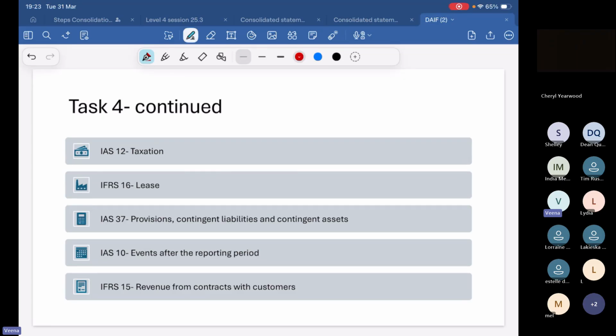Next one is IFRS 15, which is revenue from contracts with customers. So how do we record the revenue from contracts with the customer? Sometimes what happens is, let us say the company is giving a package deal like a computer with a maintenance contract, or a computer with software. So how do we record the revenue? That is covered under IFRS 15.